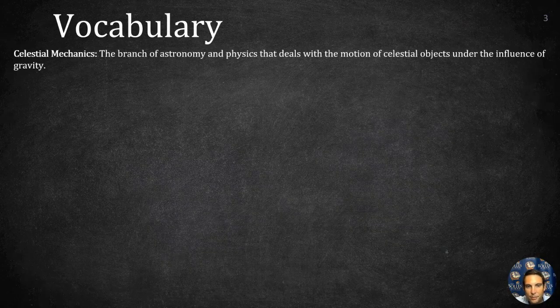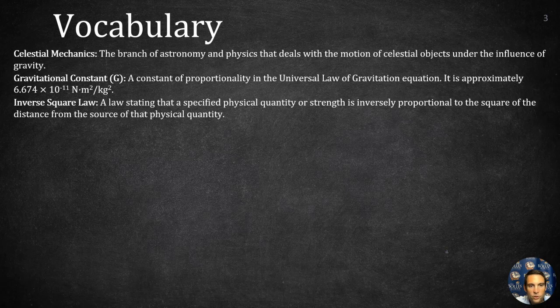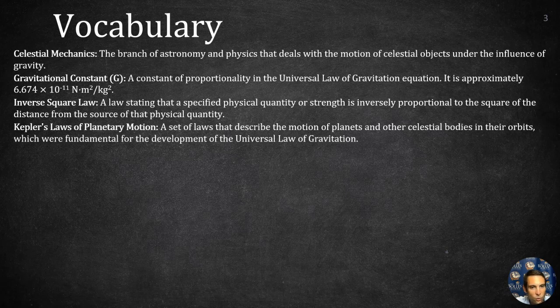Celestial mechanics is the branch of astronomy and physics that deals with the motion of celestial objects under the influence of gravity. The gravitational constant, capital G, is another constant. This time it's a constant of proportionality in the universal law of gravitation equation. It's approximately 6.67 times 10 to the negative 11 newtons times meters squared per kilogram squared. The inverse square law is a law stating that a specified physical quantity or strength is inversely proportional to the square of the distance from the source of that physical quantity.